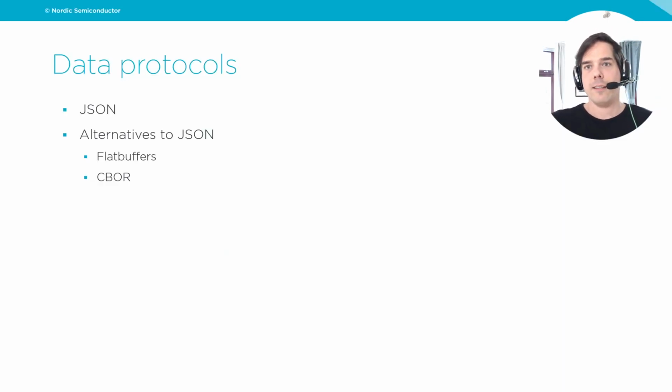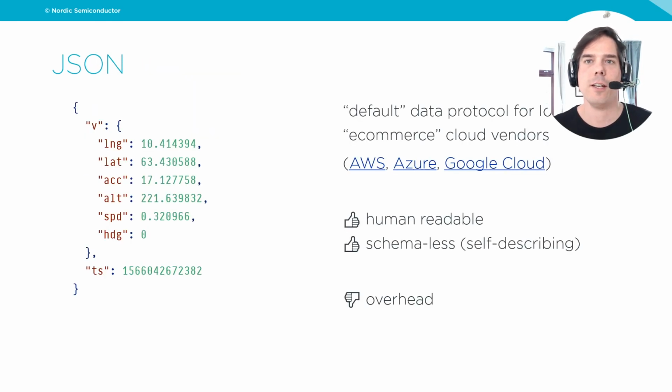So let's look at the data protocols we typically use in IoT solutions today. This is JSON and how we can maybe replace it. JSON, to sum up: here's an example of a geolocation message encoded in JSON. It's latitude and longitude. This is the accuracy, like how precise the GPS location was in meters around the center. This is the altitude above sea level, the speed in meters per second, and the heading, in which direction the device is pointing. This is 0 because the device was not moving at all.